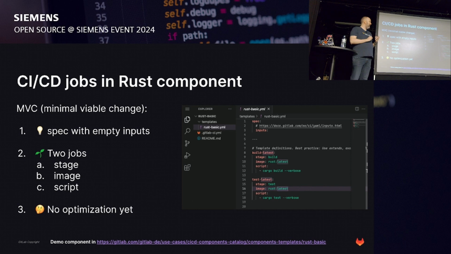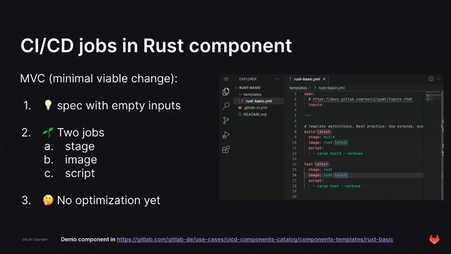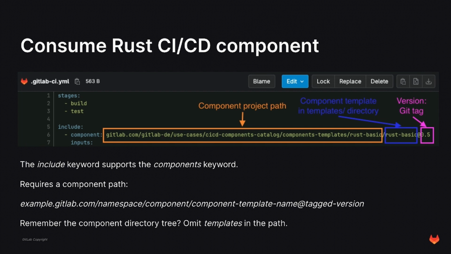Now, if I want to add the CI/CD jobs into the Rust component, the minimal viable change could be something along the lines of, I'm creating a spec. I don't define any inputs yet because this is a later step for refactoring, and I just copy over the build and test jobs using the stages, using the specific images, and then run that again. So it works in that iteration, but there's no optimization yet.